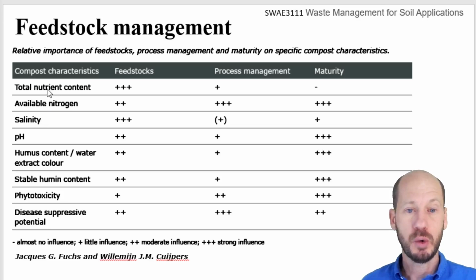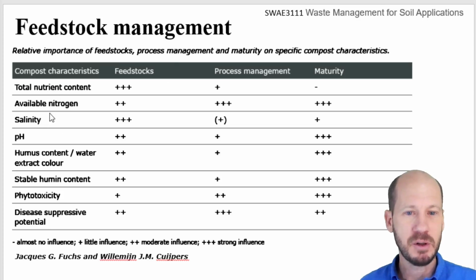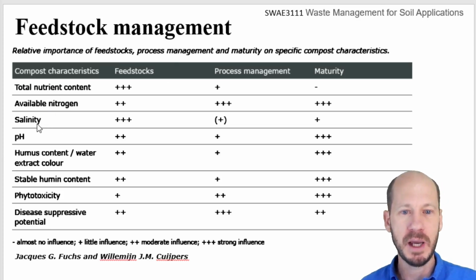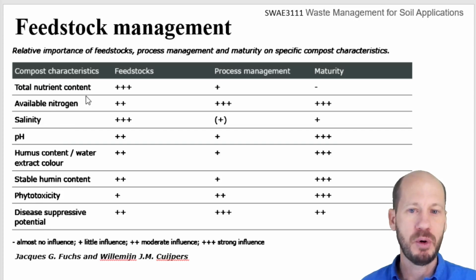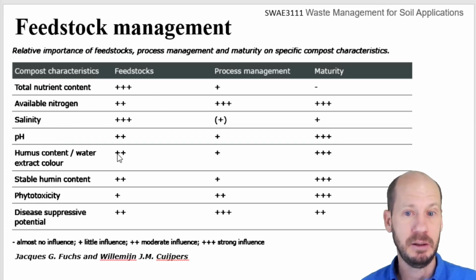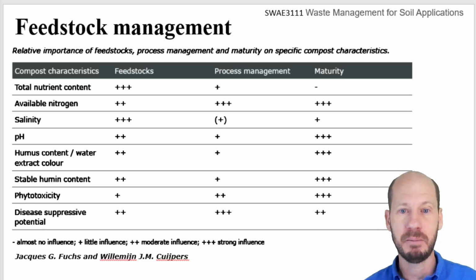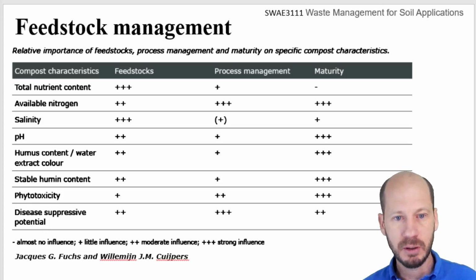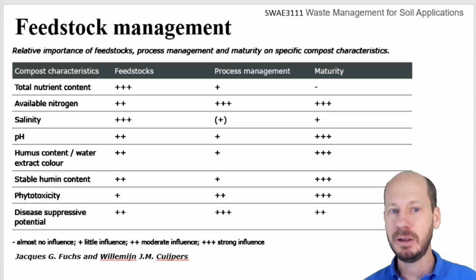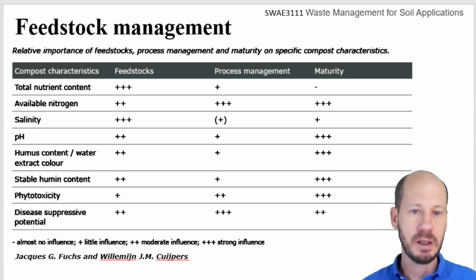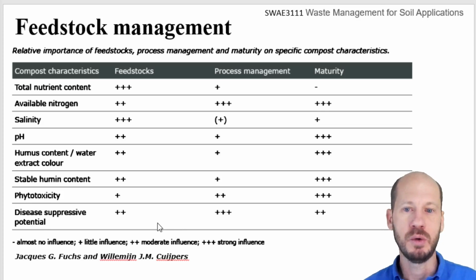When we're talking about the total nutrient content, the type of feedstock is very important. You cannot expect, if you're using paper, for example, or a high amount of sawdust in the composting process, high fertility from this. You have to keep in mind that the property of your end product, the compost that you produce, is dependent on the original quality of the feedstock that you are using.